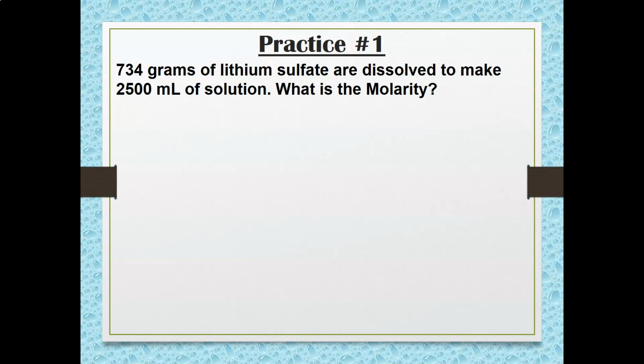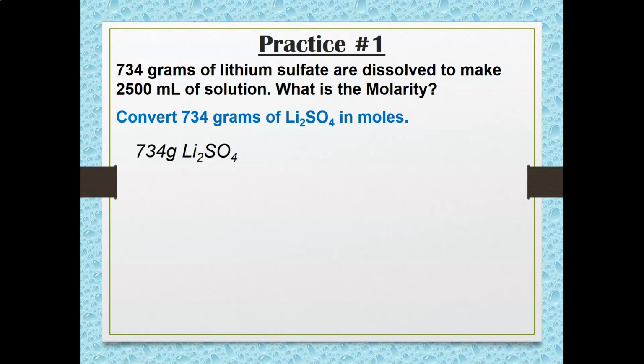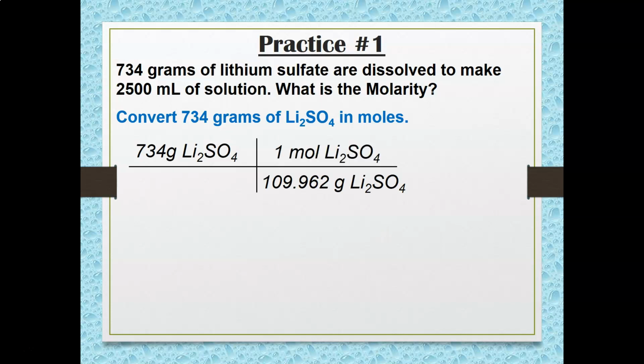If you have 734 grams of lithium sulfate and you dissolve them in 2,500 milliliters of solution, what's the molarity? So the very first thing we need to do is convert into moles, using our molar mass. We will put grams on the bottom so that they cancel. 1 mole goes on the top. And we end up with 6.68 moles of our lithium sulfate.